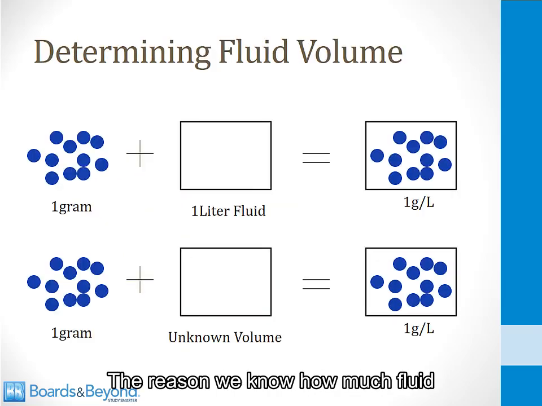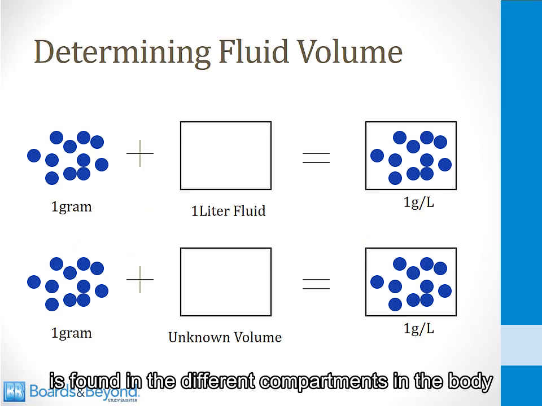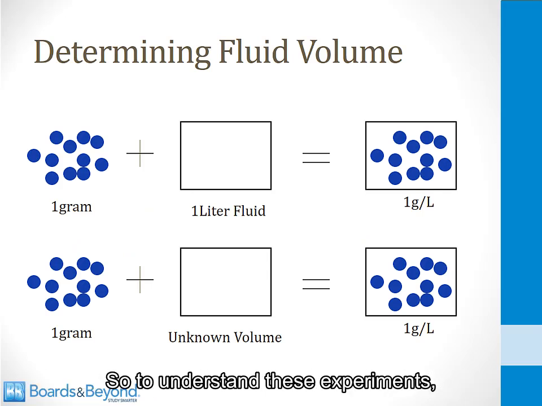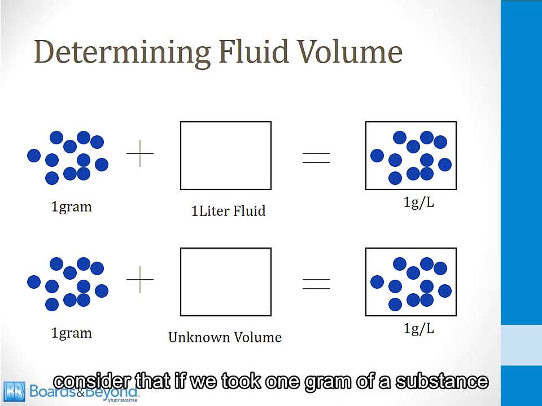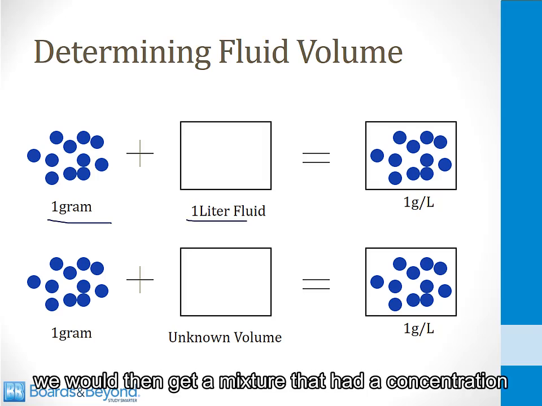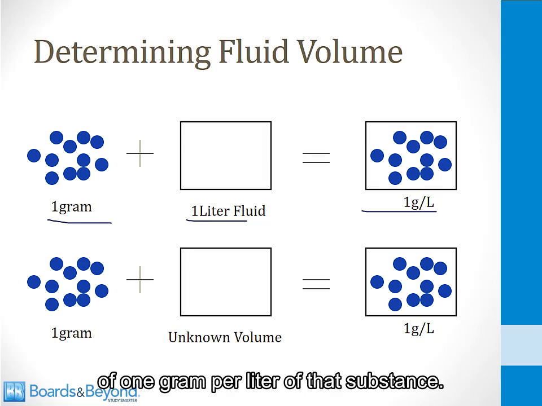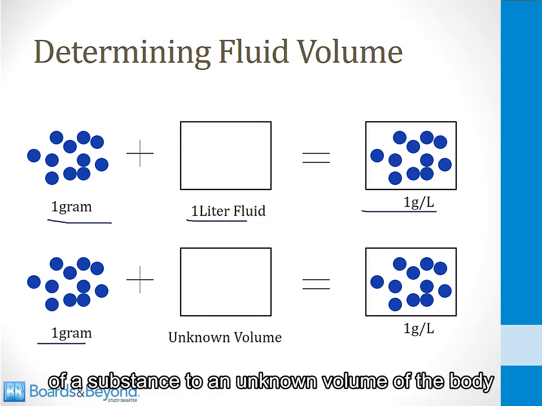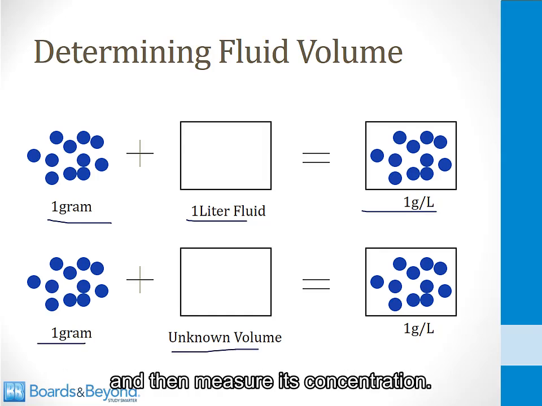The reason we know how much fluid is found in the different compartments in the body is because of experiments that determine fluid volume. To understand these experiments, consider that if we took 1 gram of a substance and added it to 1 liter of fluid, we would get a mixture with a concentration of 1 gram per liter of that substance. In an experiment, what we can do is add 1 gram of a substance to an unknown volume of the body and then measure its concentration.